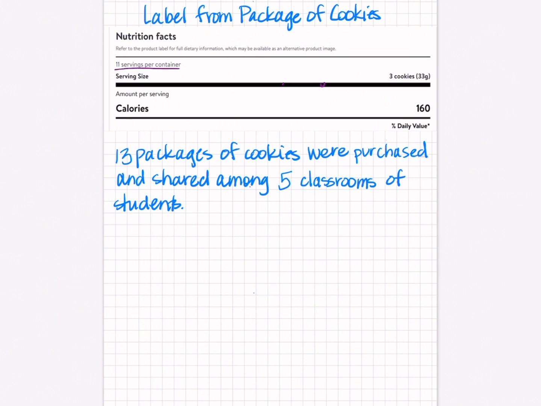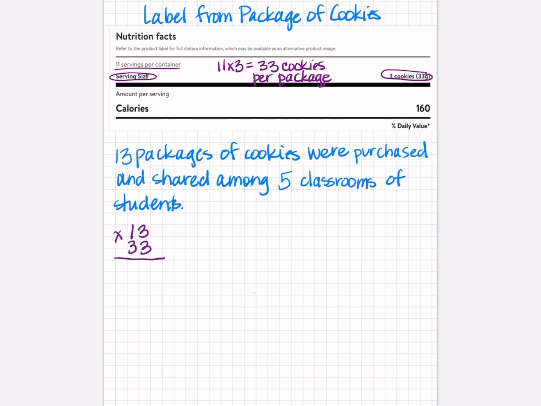Let's look at the label. So we have our nutrition facts here and we see that there are 11 servings per container and the serving size is 3 cookies. So that tells us that if we multiply 11 times 3, that gives us 33 cookies in the entire container. So that's all the cookies in this package. And we'll be answering a series of questions just based on this information.